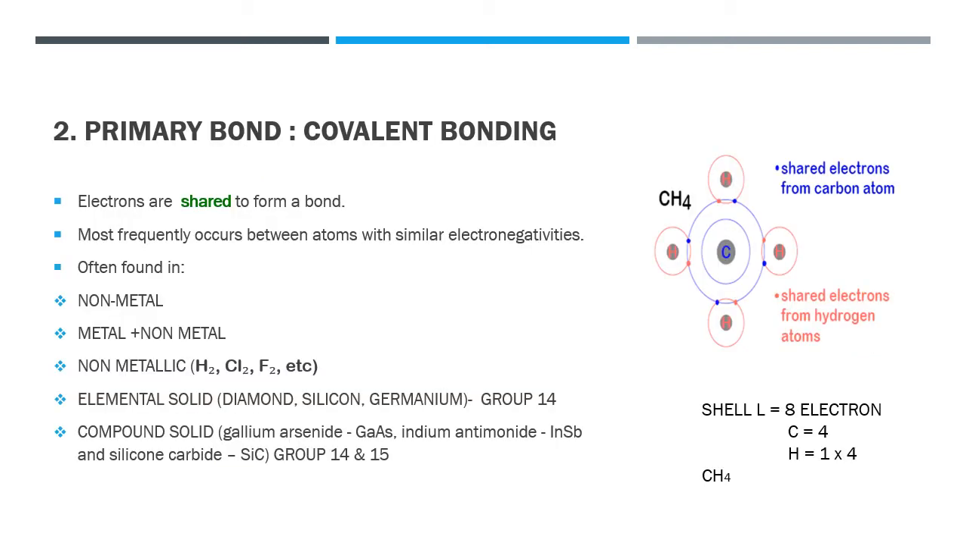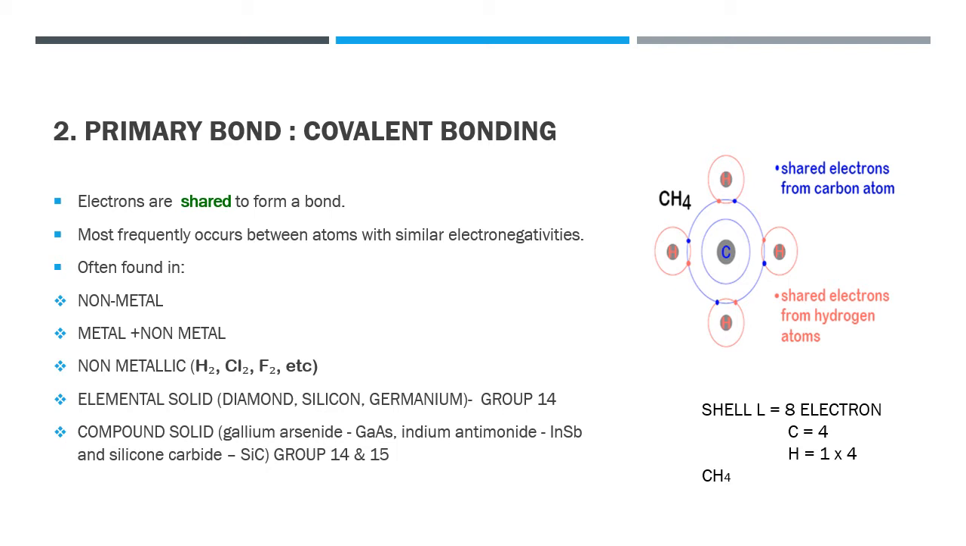The second primary bond is covalent bonding. Different from ionic bonding, where the electrons are transferred to another atom, in covalent bonding the electrons are shared to form a bond. It mostly occurs between atoms with similar electronegativities.